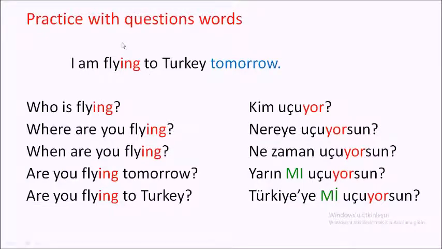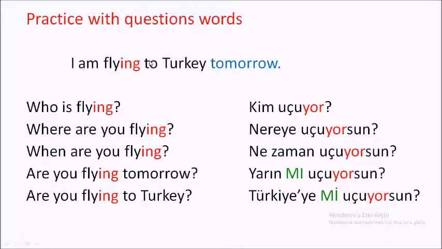Alright, now let's get to another practice here. Practice with question words. So it must be question, not questions actually. I am flying to Turkey tomorrow. This is one sentence. In Turkish we say for this, ben yarın Türkiye'ye uçuyorum. Okay, uçuyorum. I'm flying means uçuyorum. Where? Türkiye'ye. When? Tomorrow. Okay, yarın. Ben yarın Türkiye'ye uçuyorum.